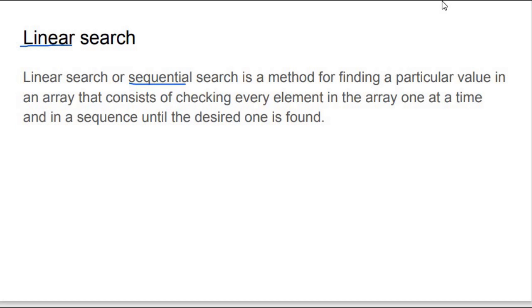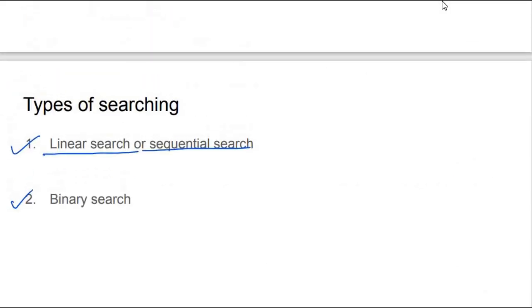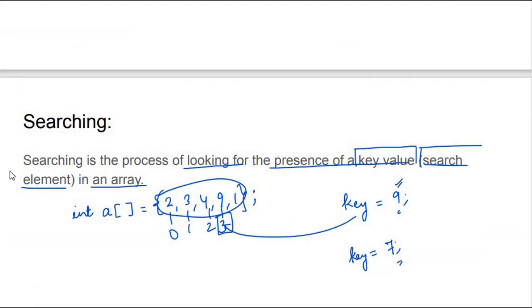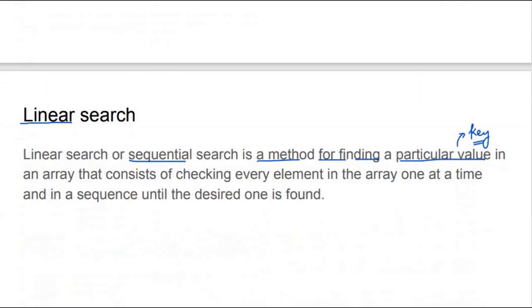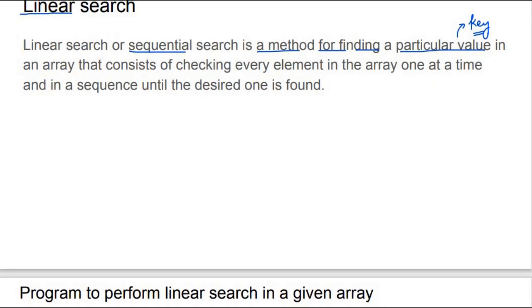So let us read the definition. Linear search or sequential search is a method for finding a particular value. Particular value means the key value, the one we are searching for, as I told you above, the presence of a key value, which we call the search element or key. Like when I was searching for 9, 9 was the key, when I was searching for 7, 7 was the key, in the similar manner. So for finding a particular value, which is the key in an array.